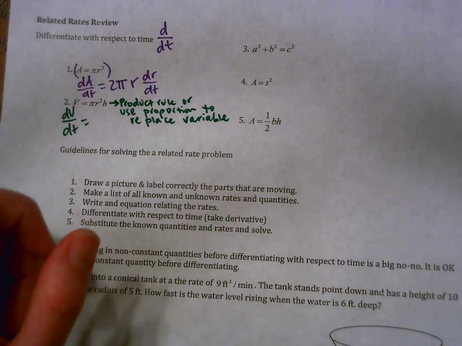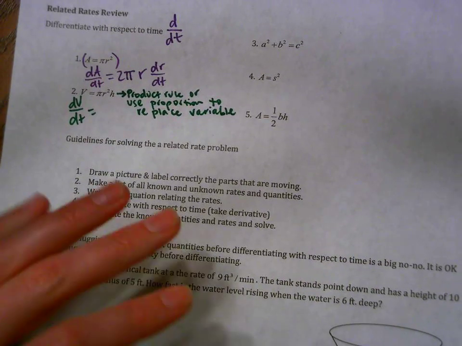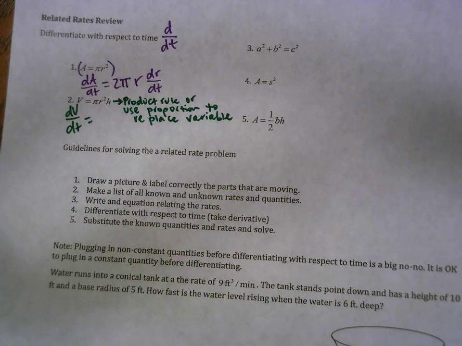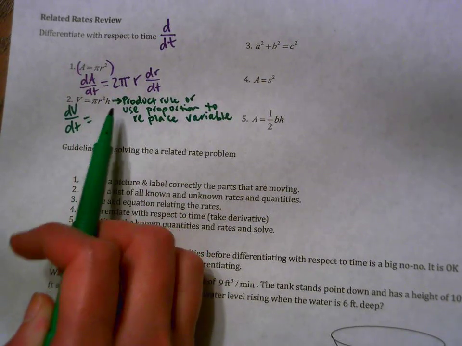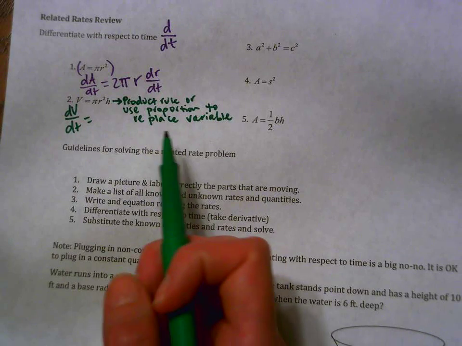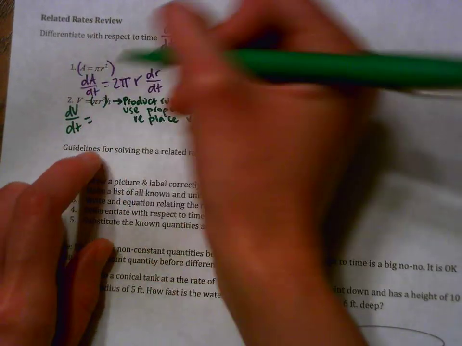Okay, so if you have information about r and h, that means you have r, h, dr dt, and dh dt, or you're just missing one of them, then you could use product rule. But if you only have information about r, or only have information about h, then you would have to replace. But if we did product rule, I'm going to keep the pi with the r squared, and then make h its own piece.